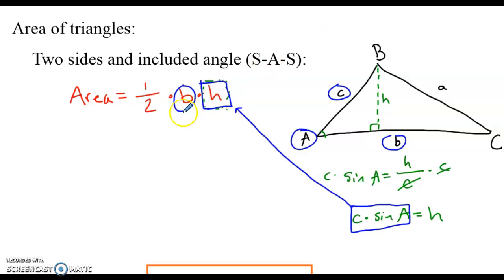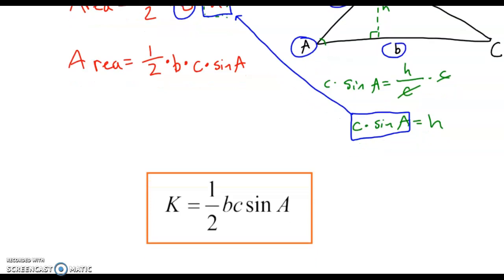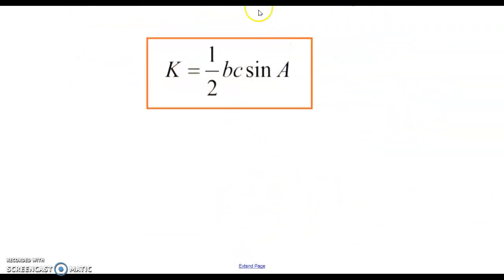When I do that, I get that the area of this triangle is equal to 1/2 times side length B, the base, times side length C, times the sine of angle A, because that's how you can find the height. That gives me this formula for the area of a triangle if you know two sides and their included angle. Now basically there are three versions of this formula, because the side lengths you know won't always be called B and C with angle A.